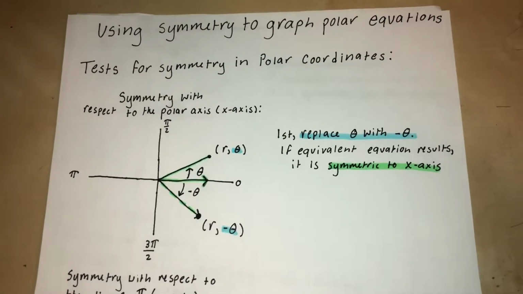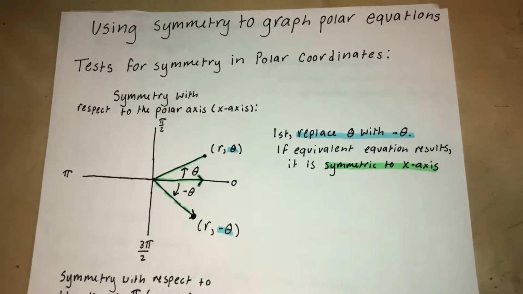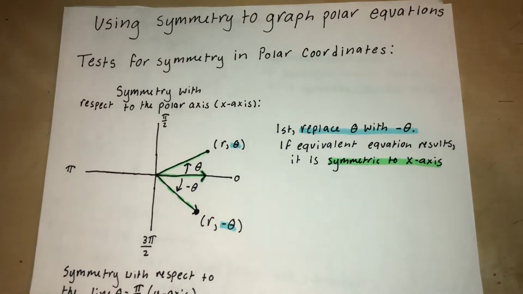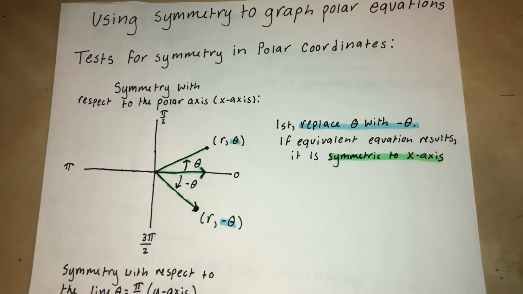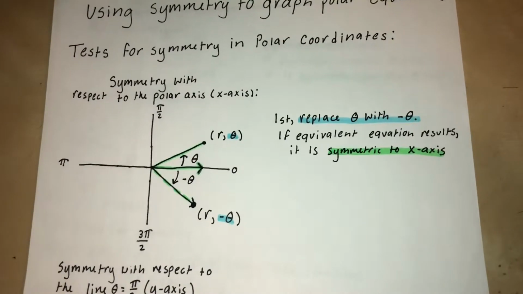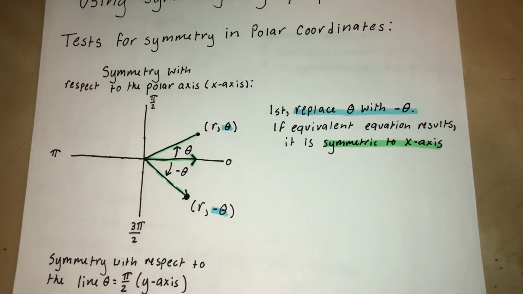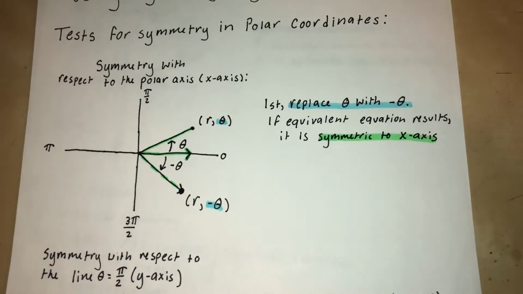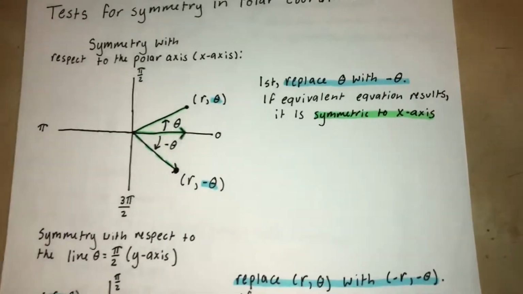Hey guys, so today I'll be talking about how you can use symmetry to graph polar equations. There will be 3 tests that you can use to test for symmetry in polar coordinates. The first one allows you to test symmetry with respect to the polar axis or the x-axis. First you're going to want to replace theta with negative theta, and if after you plug in negative theta, it is equivalent to the first equation, then there is symmetry to the x-axis or the polar axis.